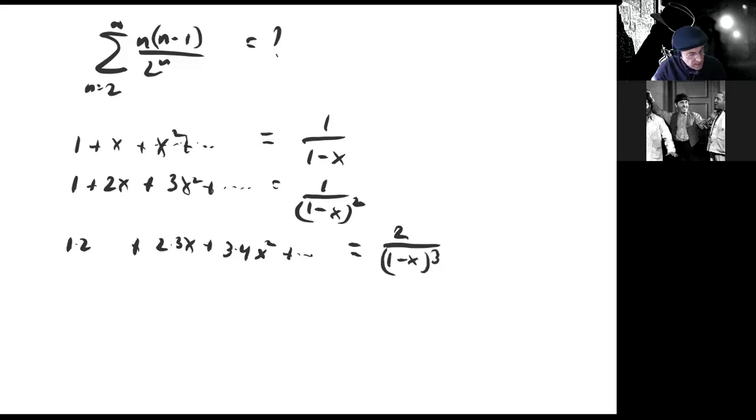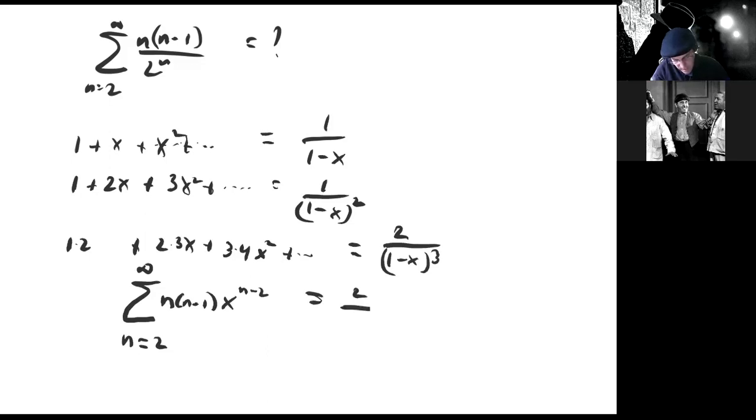Now the left-hand side is given by the sum of n times (n minus 1) times x to the power of n minus 2, as n goes from 2 to infinity. You can easily check that that's what you get. So we see that this is true, and I'm assuming that the absolute value of x is strictly less than 1 for this to be correct. Okay, so now I'm going to take x equals a half.